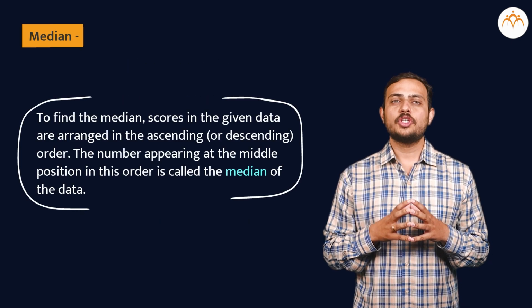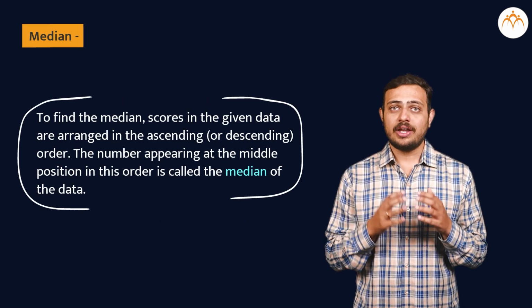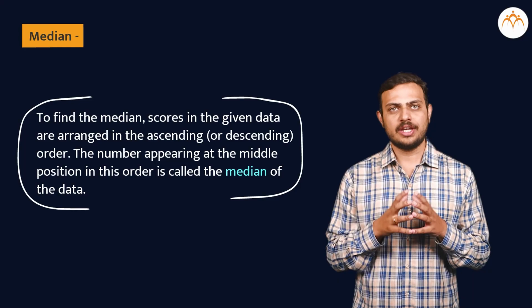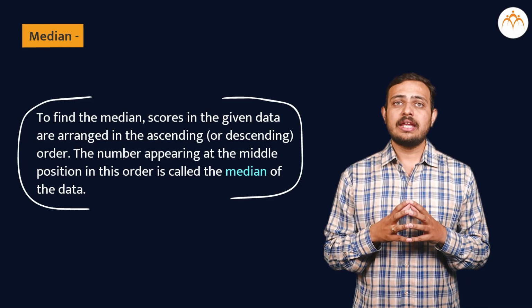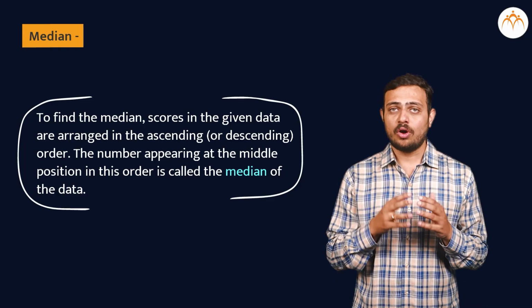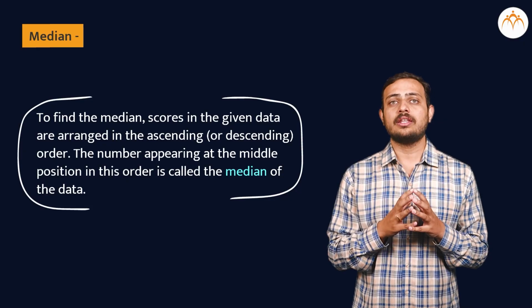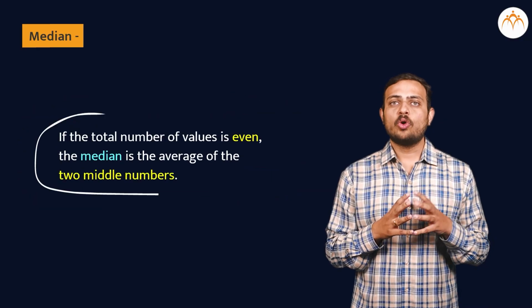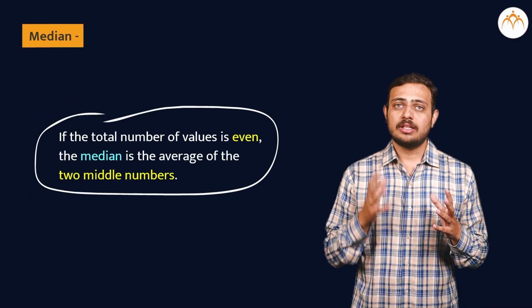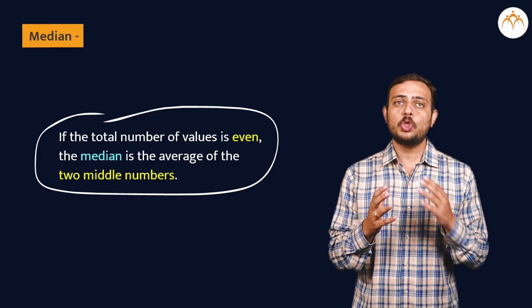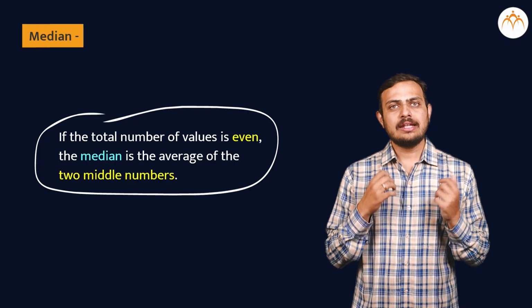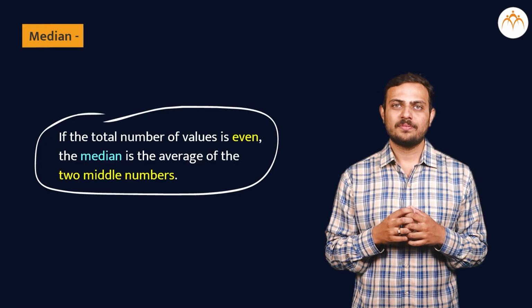To find the median, scores in the given data are arranged in the ascending or descending order. The number appearing at the middle position in this order is called the median of the data. If the total number of values is even, the median is the average of the two middle numbers. Let's study with some of the examples.